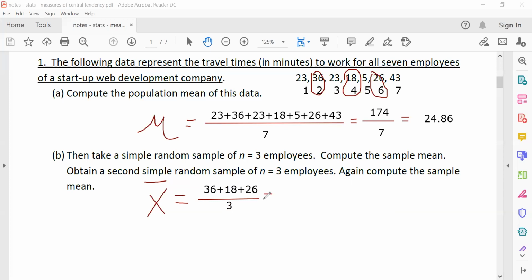Do the numbers, I'll use my handy dandy calculator. Again, it's a pretty straightforward process thus far. And now the sample mean is about 26, I'll round to 2 decimal points, 26.67. So that's all we did. I picked 3 of them at random. I used the Google to do it.